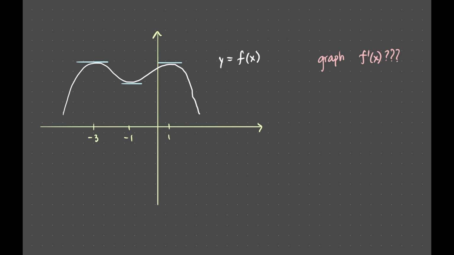Since at these points the graph is flat, this means that the slope is 0 at these points, and so the derivative should be 0 there as well. On the graph of the derivative then, we should plot the value of 0 at the points x equals minus 3, x equals minus 1, and x equals 1. But what about the rest of the behavior of the derivative? Well, to the right of x equals 1, the function f has negative slope, and in fact this slope becomes more and more negative as x increases.